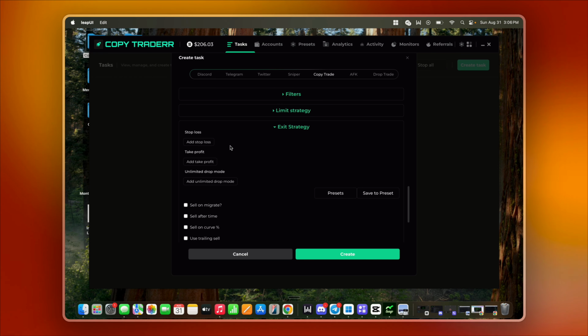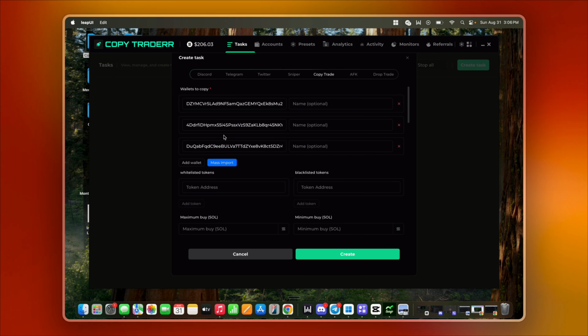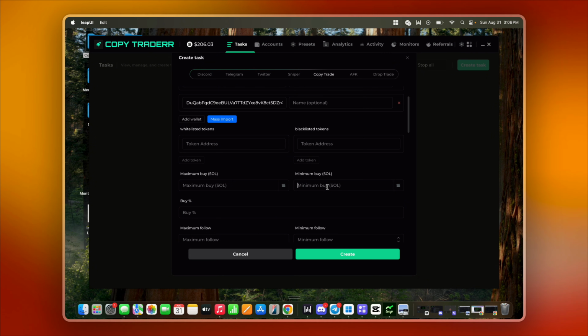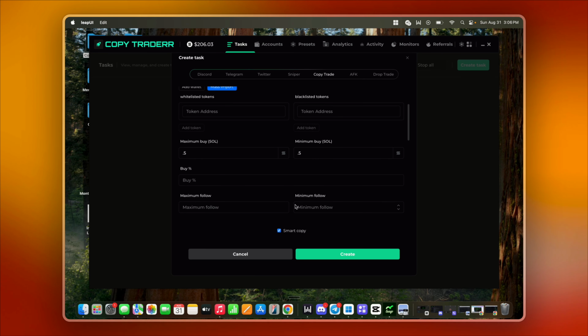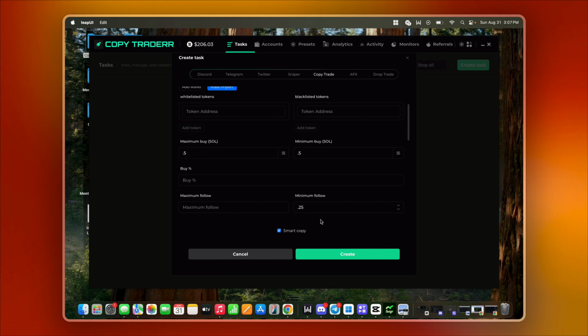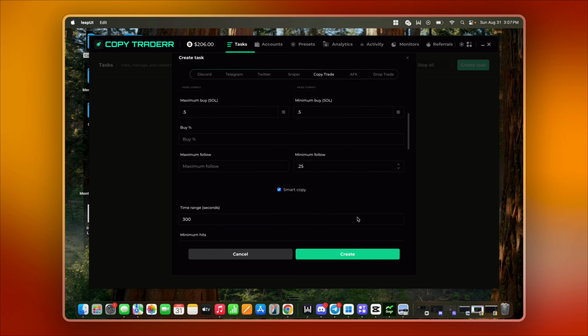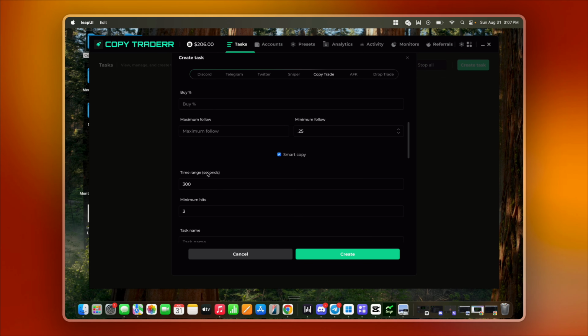Let's just talk about the whole thing real quick. If I decide to copy these 3 wallets, put in my minimum buy, and let's say I want to buy half a Solana, my maximum buy, half a Solana, or I can buy a percentage of their wallet. I only want to buy if they buy at least 0.25 Solana, so I don't get into any tokens which they are not having high conviction in. I'm only going to buy tokens that they all get in.